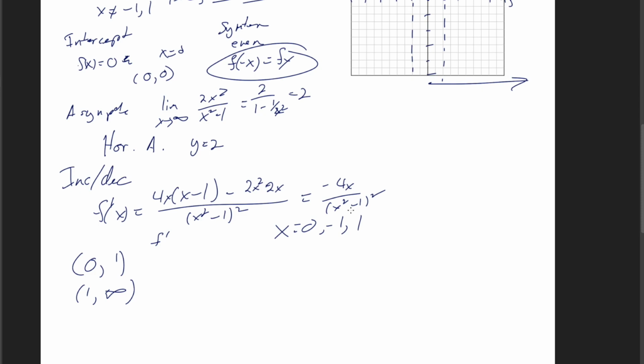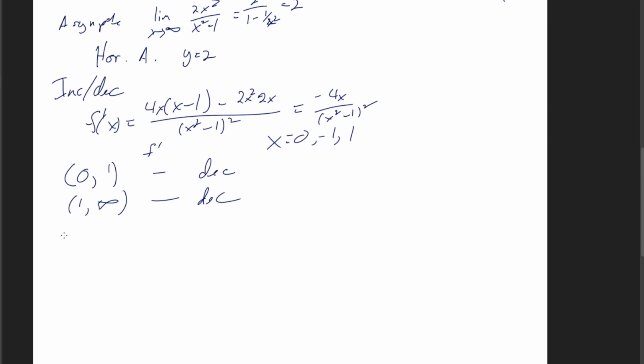This is positive, and so we have it to be negative. So this is negative, and this is negative, and this is negative, so this is also negative. And so here I have it decreasing and decreasing. We're going to look at concavity.